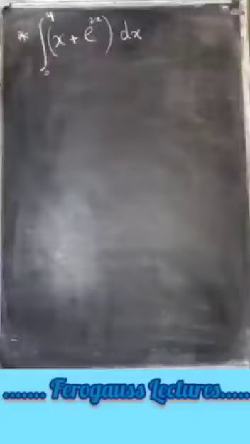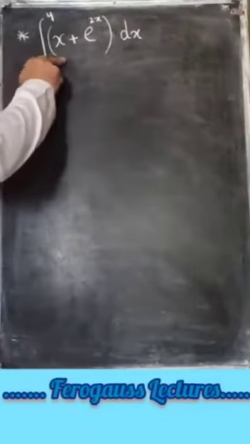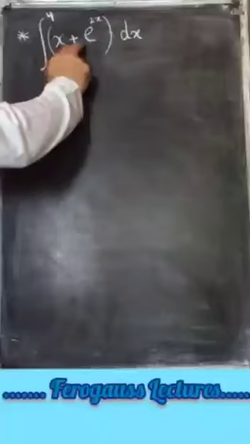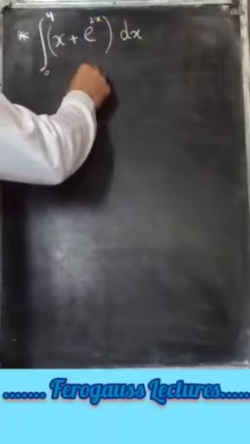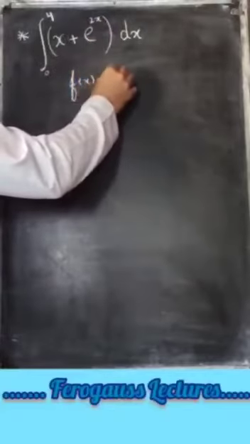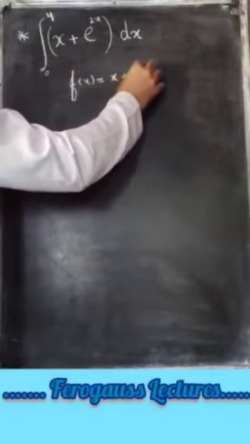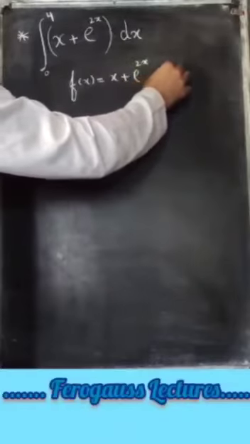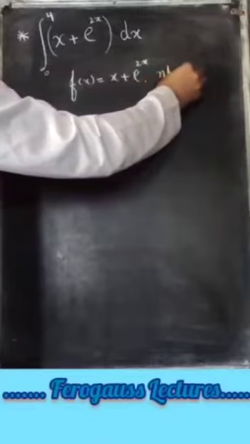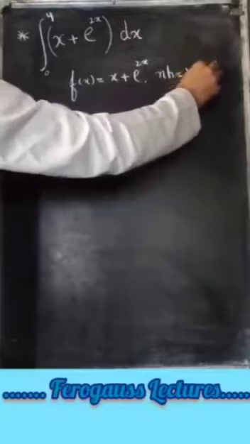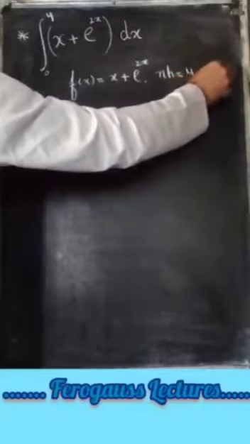Now let us evaluate one more definite integral. In this definite integral, that's integral 0 to 4 of x plus e raised to power 2x, we have f(x) equal to x plus e raised to power 2x. Also, nh is equal to upper limit, that is 4, minus lower limit, that is 0, that is 4 minus 0, which is equal to 4.